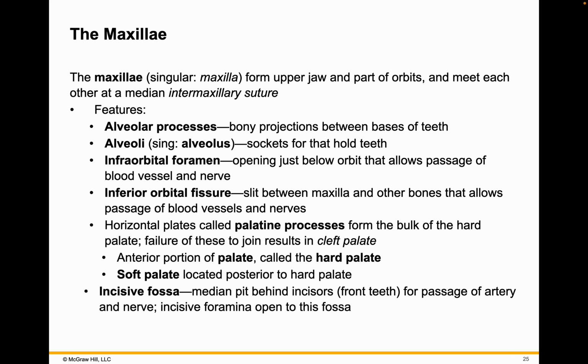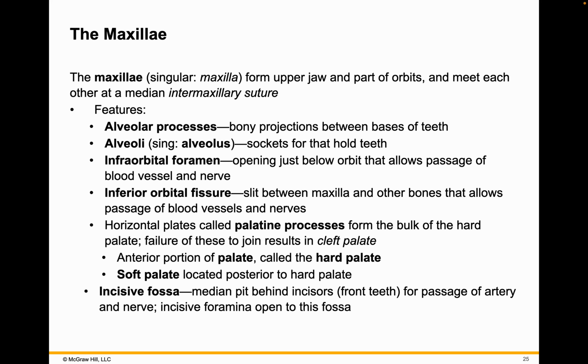The maxillae form the upper jaw and parts of the orbits, and meet each other at the median intermaxillary suture. They have alveolar processes, which are bony projections between the bases of the teeth. Alveoli are sockets that hold the teeth. Infraorbital foramina are openings just below the orbit that allow the passage of blood vessels. The inferior orbital fissure is a slit between the maxilla and other bones that allows passage of blood vessels and nerves.